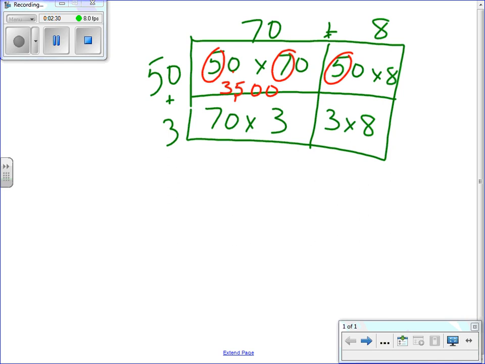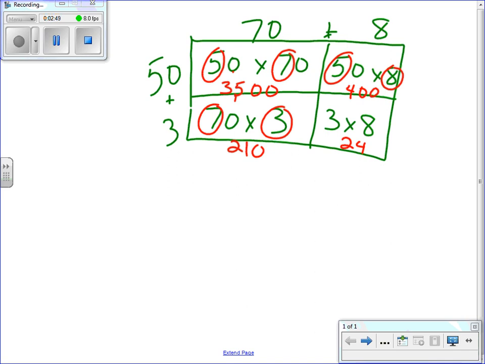Now I'm working with 5 times 8. That's 40. How many zeros to add? Now I'm working with 7 times 3, which is 21. How many zeros to add? So easy. 3 times 8 is 24. These are partial products of 53 and 78.